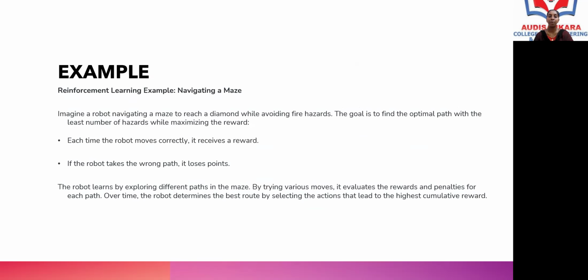An example for reinforcement learning is navigating a maze. Imagine a robot navigating a maze to reach a diamond while avoiding hazards. The goal is to find the optimal path with the least number of hazards while maximizing the reward. Each time the robot moves correctly, it receives a reward. If the robot takes the wrong path, it loses points. The robot learns by exploring different paths in the maze. By making various moves, it evaluates the rewards and penalties for each path. Over time, the robot determines the best route by selecting the actions that lead to the highest cumulative reward. And this is about reinforcement learning.